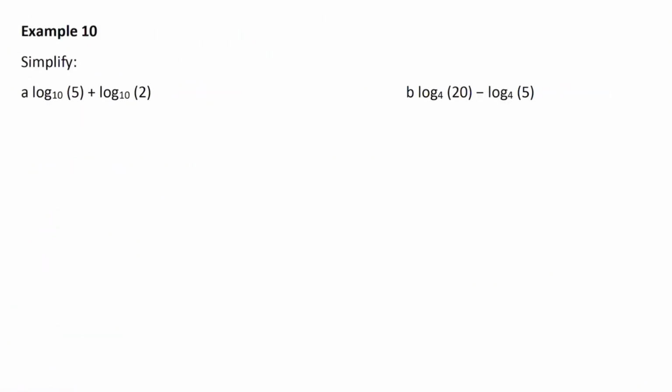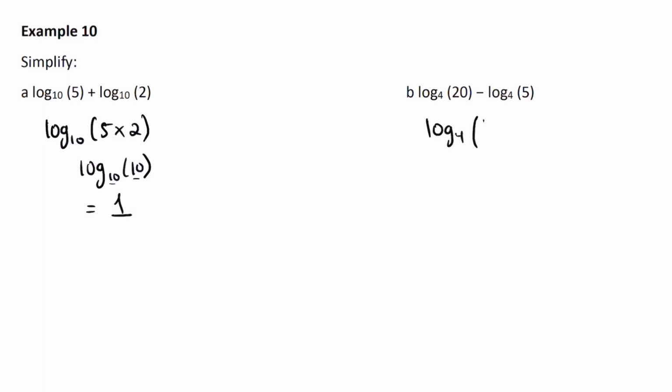Example 10, part A: simplify log 10 5 plus log 10 2. We already know from our rules that when we add two logs, all we have to do is multiply the inside. So that's log 10 10, and we also know that if it has the same base and the same inside value, then that will be equal to 1. Part B, this time we are subtracting. We know that if we subtract, what we're going to do is divide our inside value. So that'll be log 4 4, and once again we find ourselves in the situation where the base and that inside value is the same. So once again that's equal to 1.